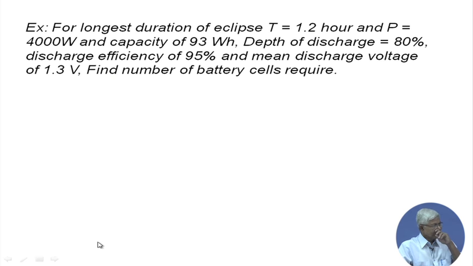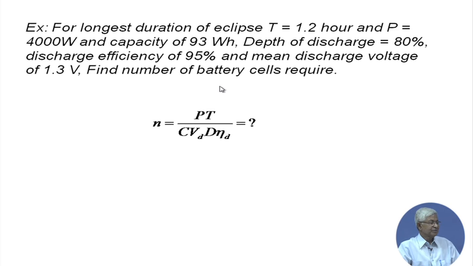So let us look at a small sum based on the similar expression. For the longest duration of eclipse we have seen roughly T is 1.2 hours, during which the battery has to support the transponders. So P is equal to 4 kilowatt, capacity 93 watt hour, depth of discharge 80%, discharge efficiency 95%, mean discharge voltage 1.3 volt. Find the number of battery cells required. You can use the same formula.